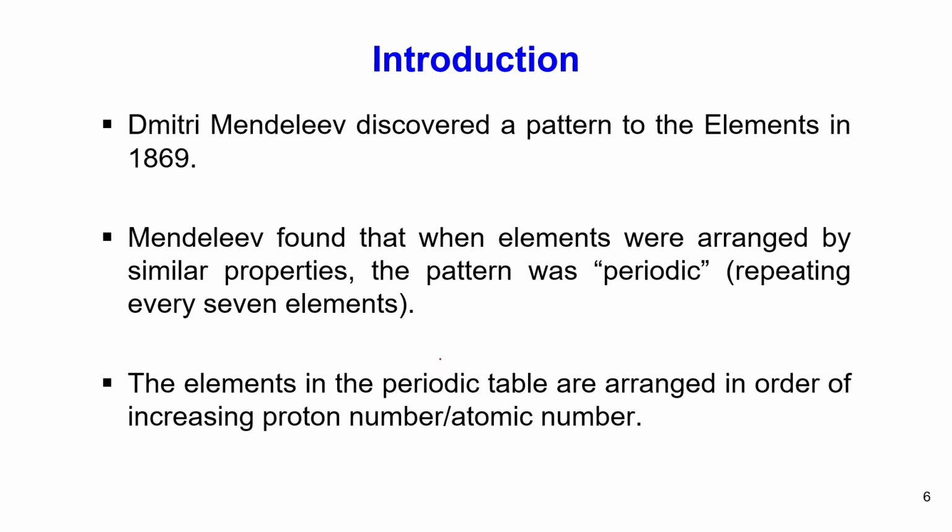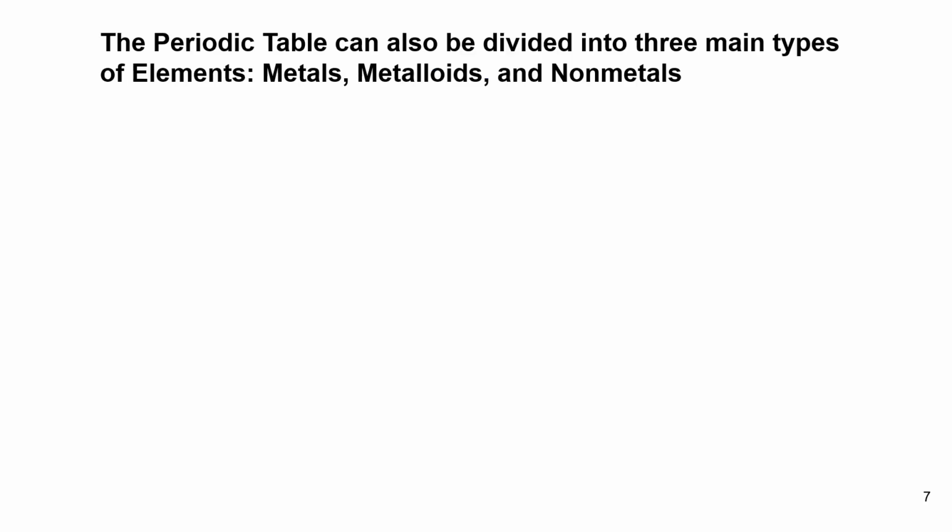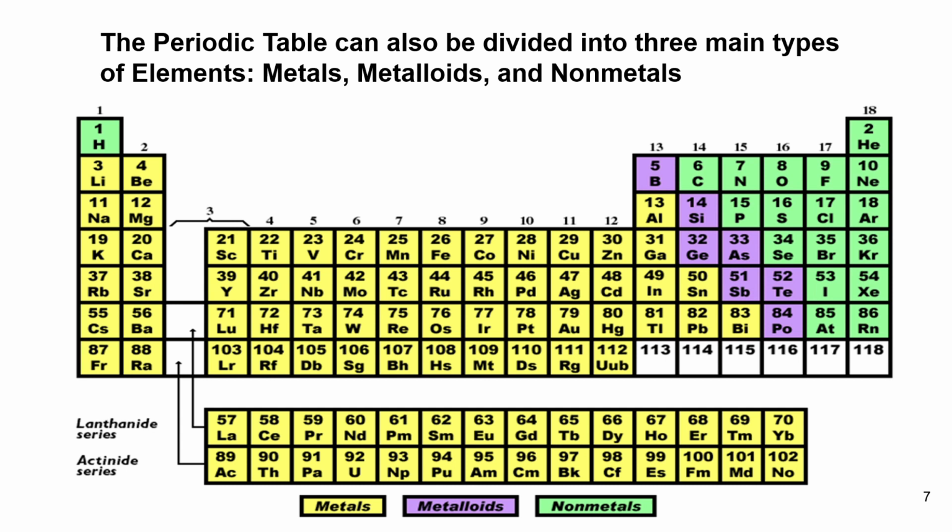Elements in the periodic table are arranged in increasing proton number, or increasing atomic number, from left to right. So elements in the periodic table are divided into three main types. The first one, metal, the elements which are in yellow color. Metalloid, purple, and non-metal, green.